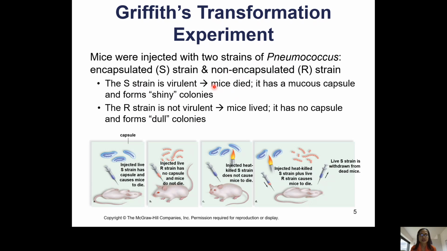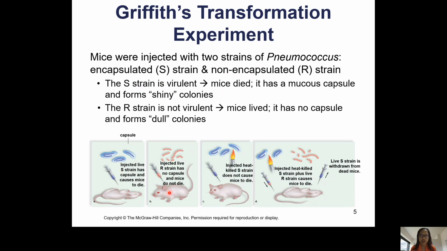Okay, and when the sample was taken from the mice, it has a mucus capsule and forms shiny colonies. And the R strain is not virulent, so the mice are still alive. And from the sample, it was known that the colony has no capsule and it was dull, not shiny. So you can see from the picture here. The first picture showed that the mouse died after it was injected with the S strain that was virulent.